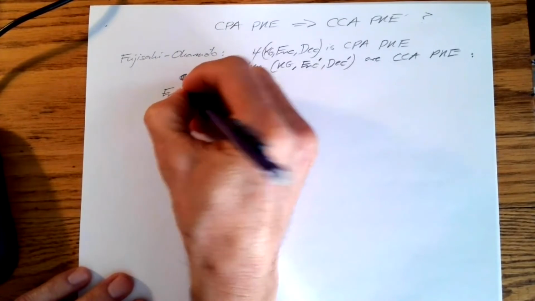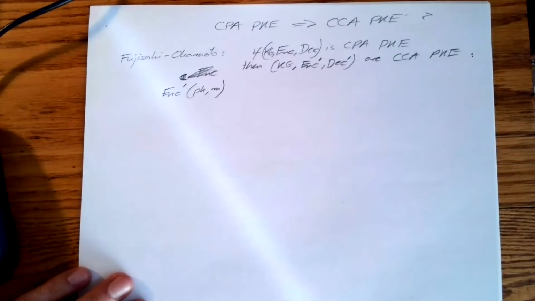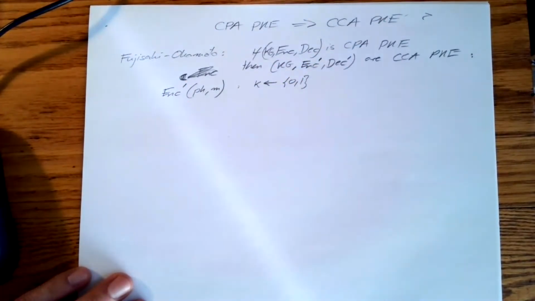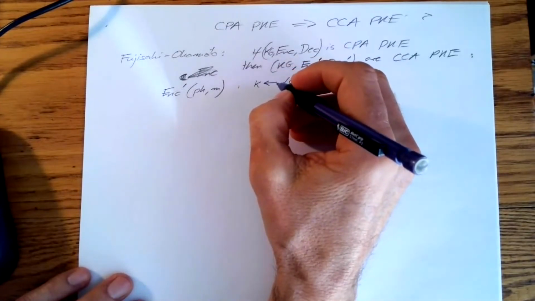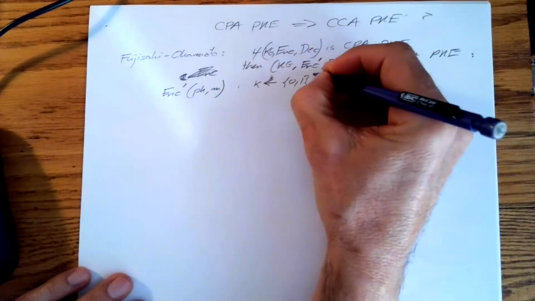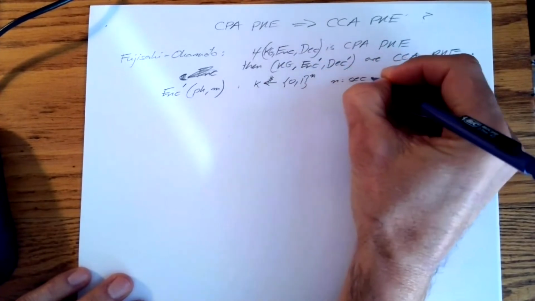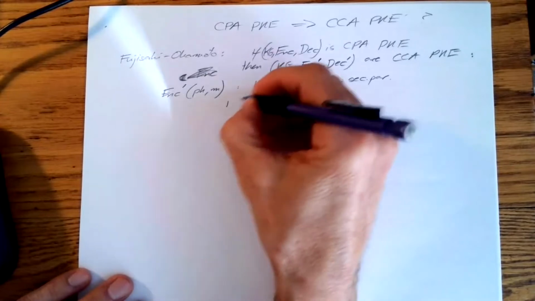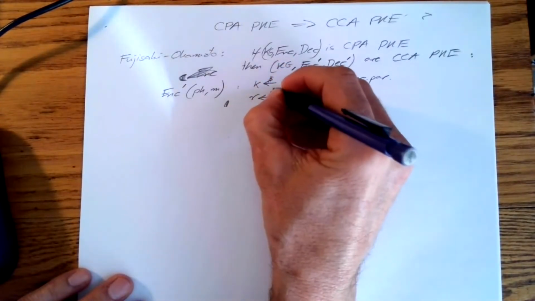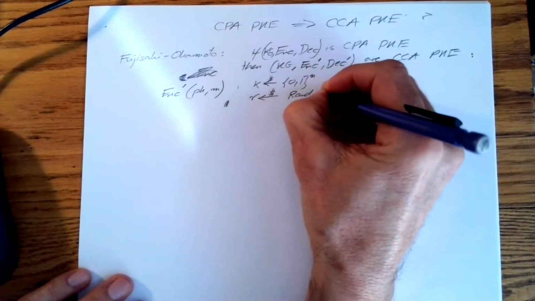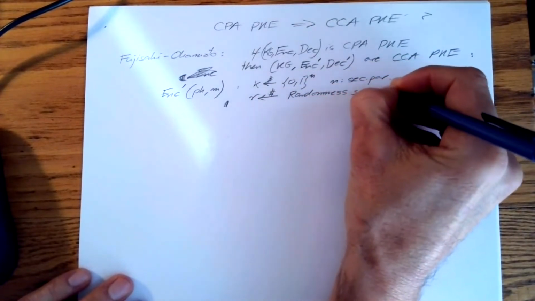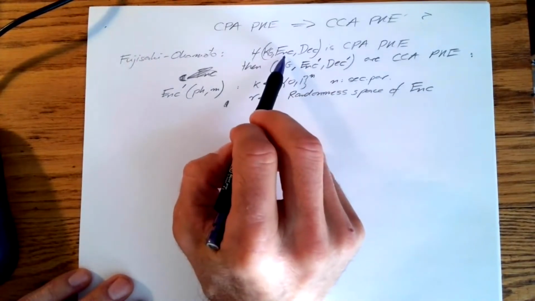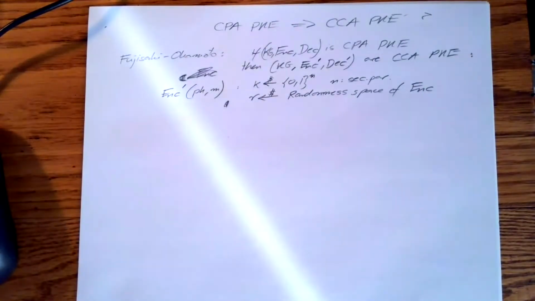So how do you encrypt? Encryption prime, given a public key and a message, does this. Pick a random key K for symmetric encryption. And then let R be chosen from the randomness space of the underlying encryption. For an encryption to be CPA secure, it has to be randomized. So this encryption has some inherent randomness, right?